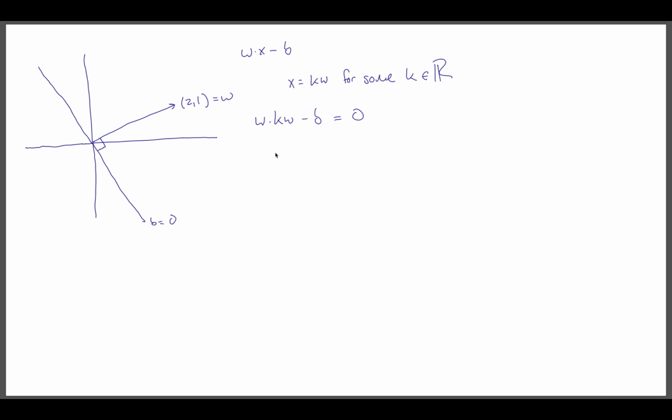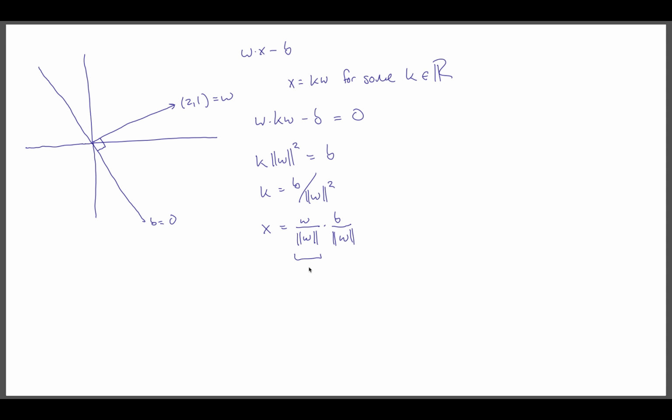And so then this term here, this is k times w dot w. w dot w is the norm of w squared. And we'll just move the b over to the other side, right? And so we'll get that k is equal to b over the norm of w squared, right? And then that means that x, which is equal to k times w, right, will be, so we'll just write out k. I'm going to split up the norm of w squared into two terms. So we'll get w over norm of w times b over norm of w, right?